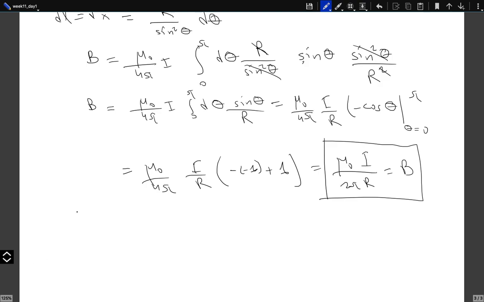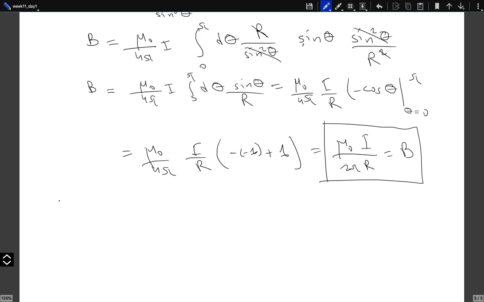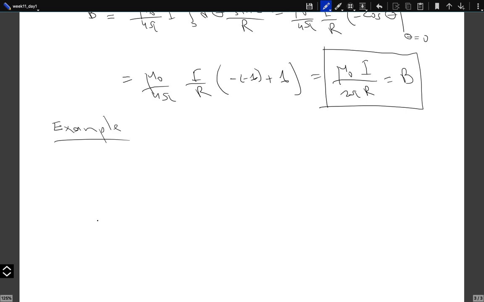Well, let's do a couple more examples. Now this time let's assume a ring. Let's say we have this ring. It carries a current in this direction. So this is the center of the ring. And let's just imagine this straight line passing through the center of the ring, perpendicular to the plane of the ring. And let's pick up this point over here. What is the magnetic field there?